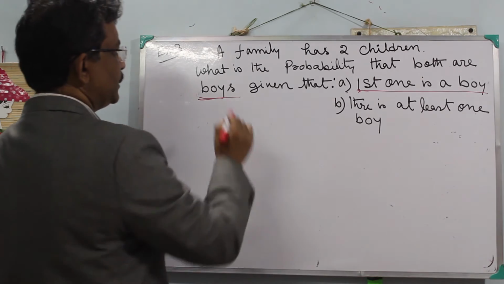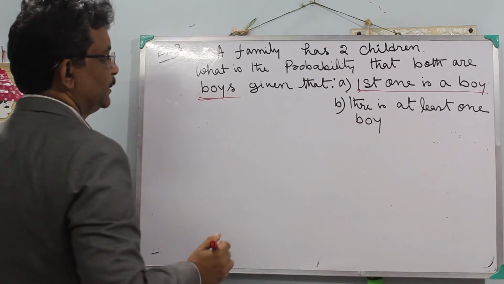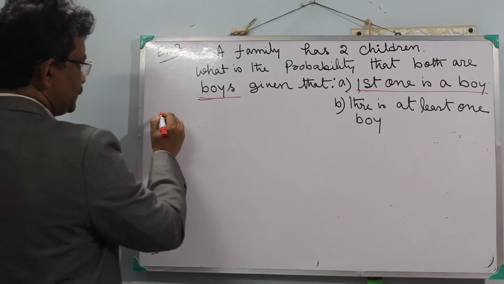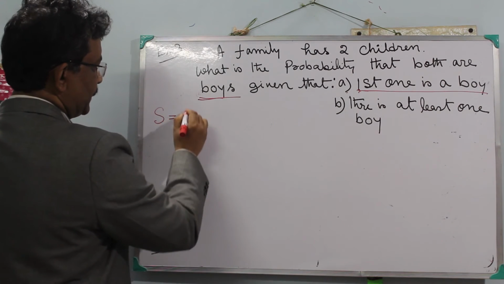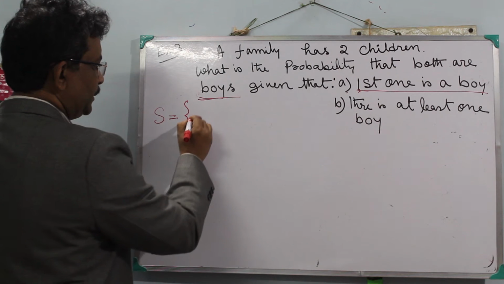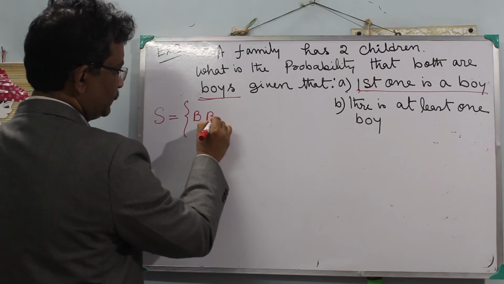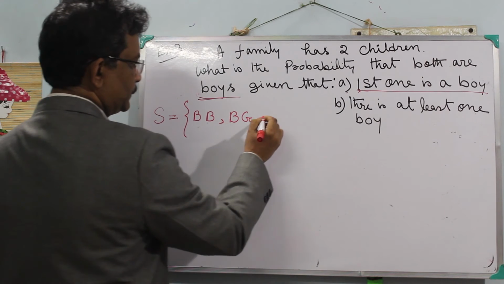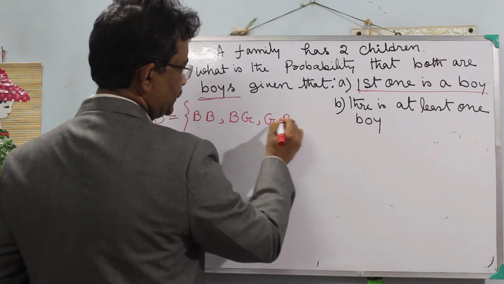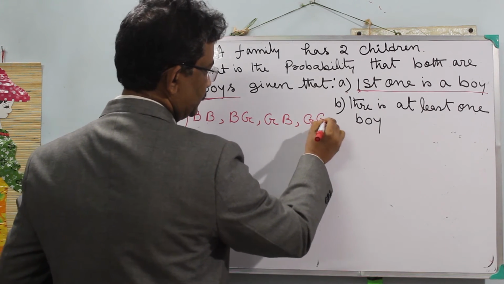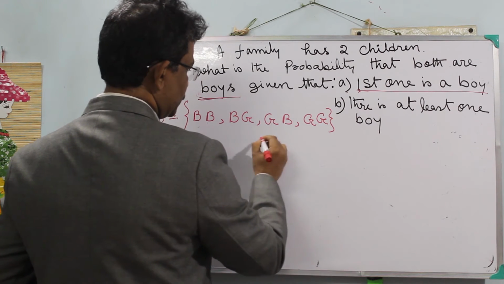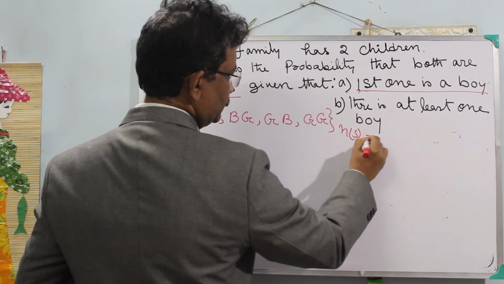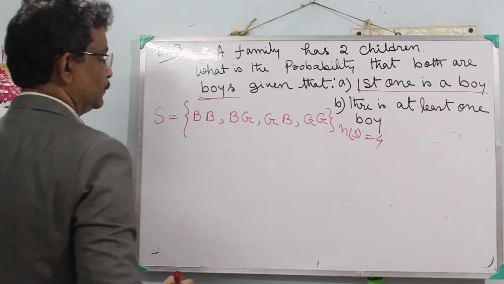A family has two children. What is the probability that both are boys, given that the first one is a boy? The first one is a boy. So let us draw the sample space. If they have two children, they may be both boys, or boy and girl, girl and boy, or both girls. So the number of elements n(S) equals 4: 1, 2, 3, 4.